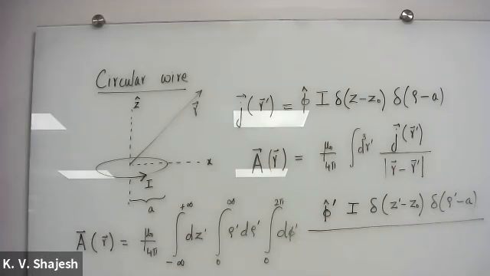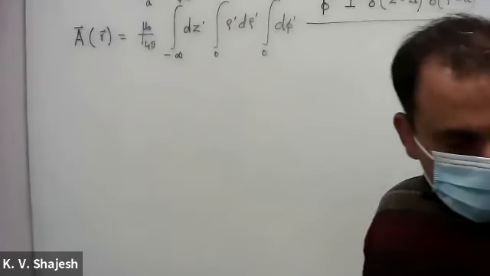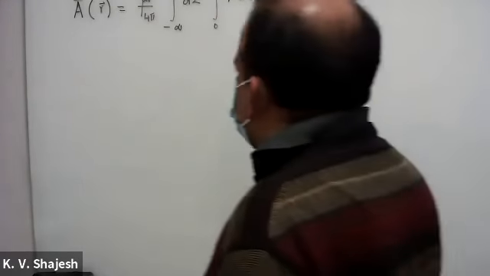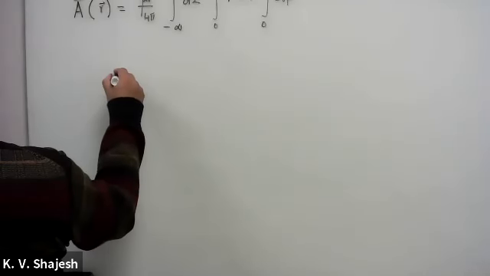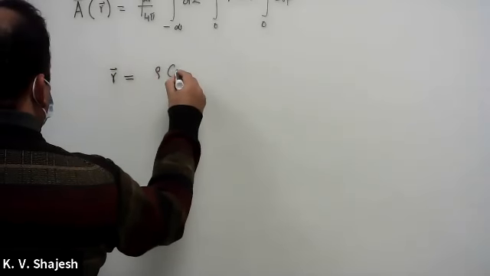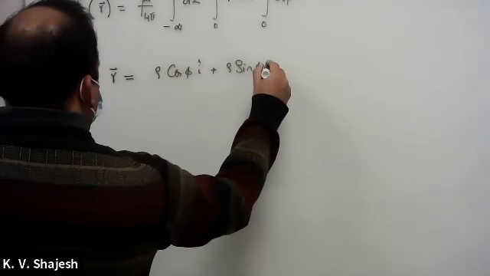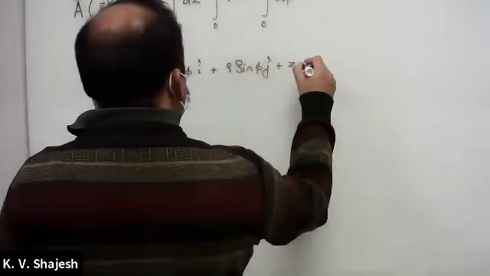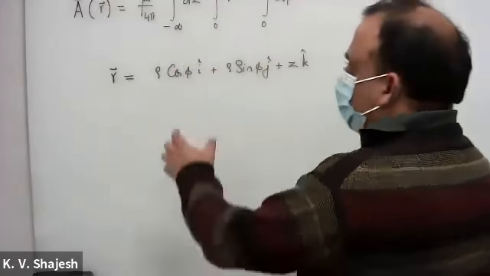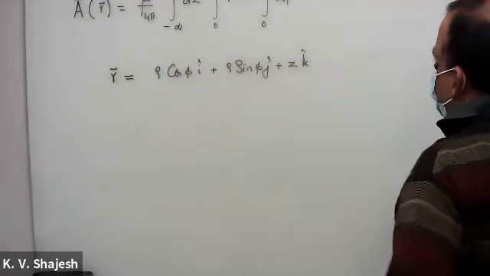Now, where is r and where is r prime? Let me digress a little before I write that r minus r prime, and figure out what that is. What is r? The observation point r in cylindrical coordinates is rho cosine phi in the i hat direction plus rho sine phi in the j hat direction plus z in the k hat direction. That's your cylindrical coordinate. These are your polar x and y, that's your x, that's your y, and z.